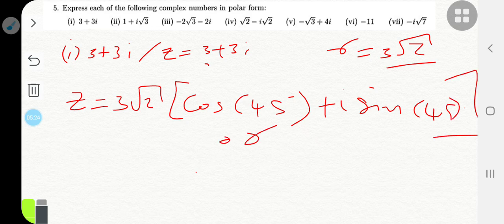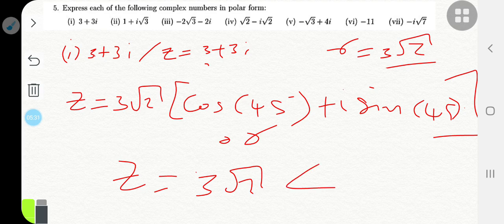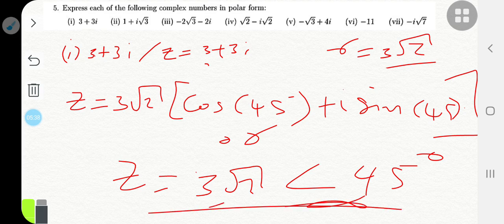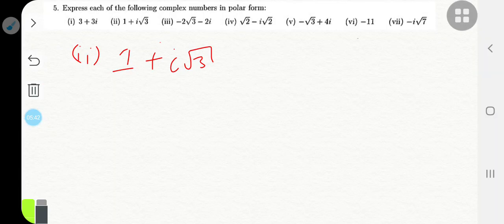Sine 45. Or you can write it in this way: z is just equal to what? My r is just 3 root 2. So that is my magnitude, and there must be less than what? The argument. What is my argument? It's just 45 degrees. Correct. So let's move on to part 2.